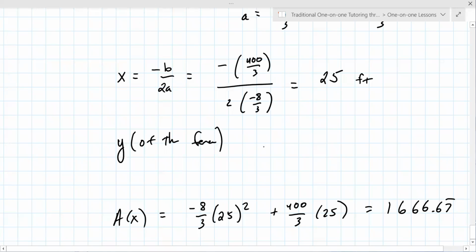And that's, I think, where this gets confusing because there's the y value of the vertex, which is different. So this ends up being 33.33 feet. So the area is X times Y for that one.